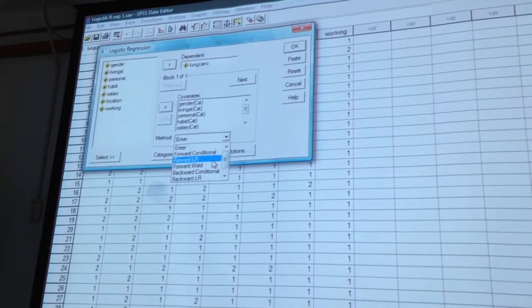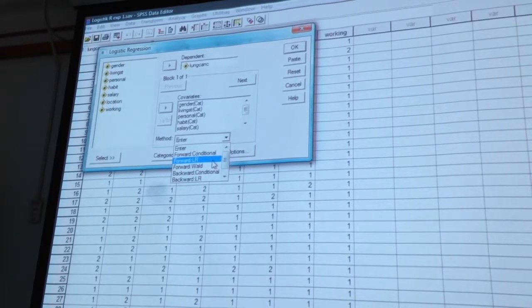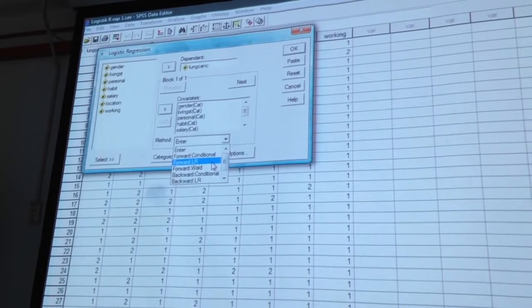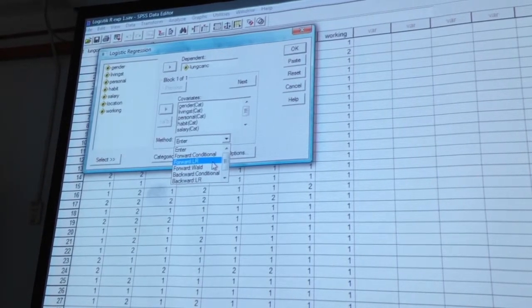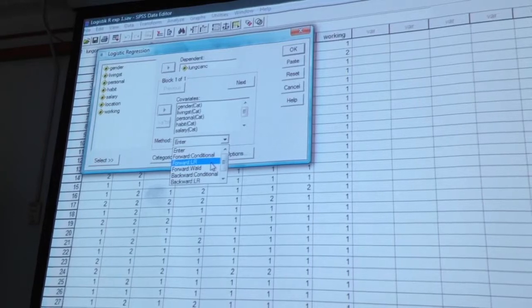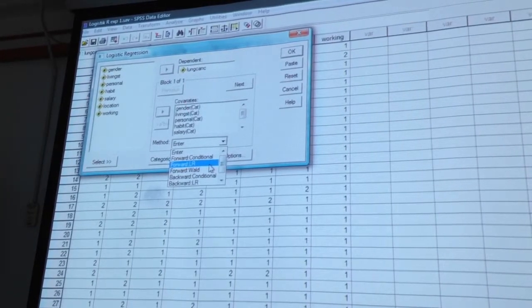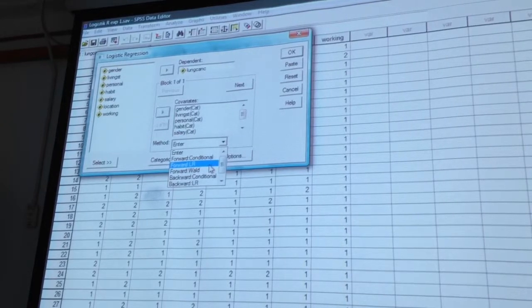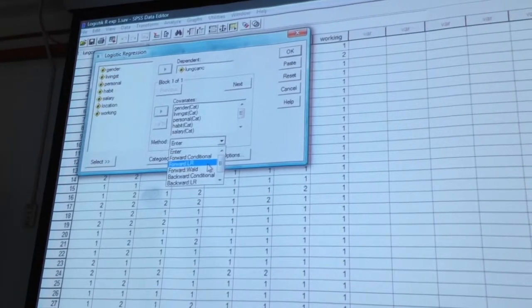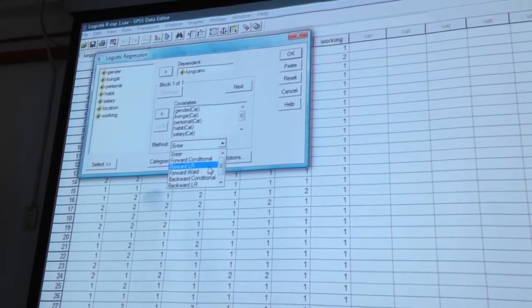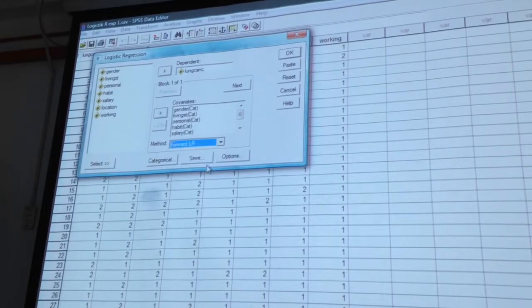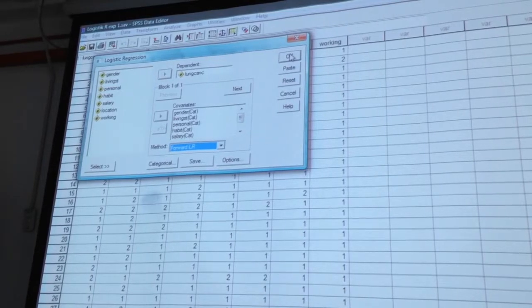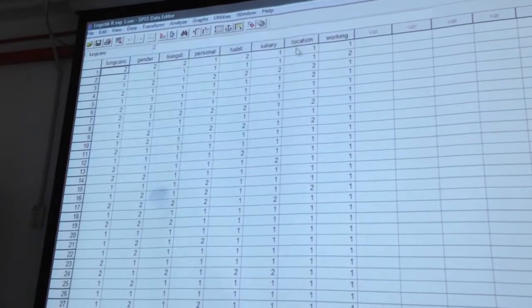When we click the forward outline, the forward outline actually is the stepwise. Same as this time, stepwise. Because this one is another person who created this formula, so they use a different name. But they are the same. Forward outline is the stepwise. Okay. After that, we click okay.